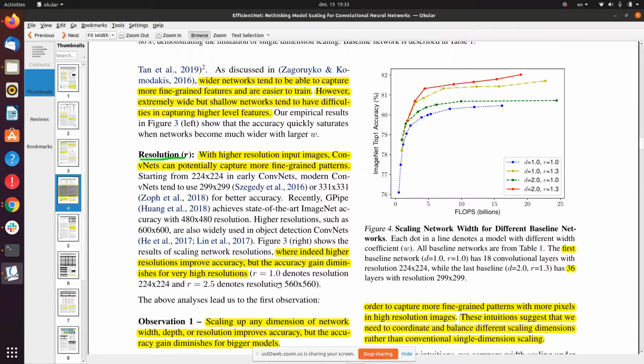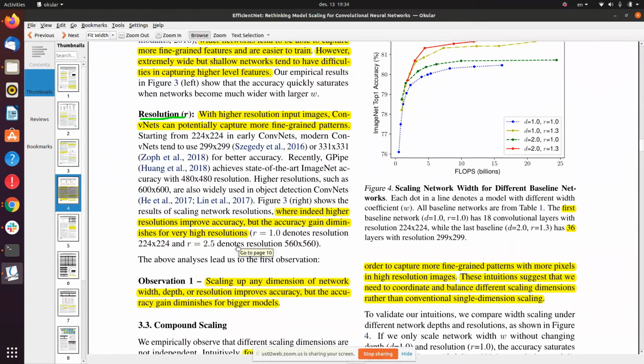Now, if you see the EfficientNet-L2, it is a kind of 800 by 800 resolution. We can pass it to the network. So they have seen that when they increase the resolution, they have seen a benefit out of it. So that is a third intuition.